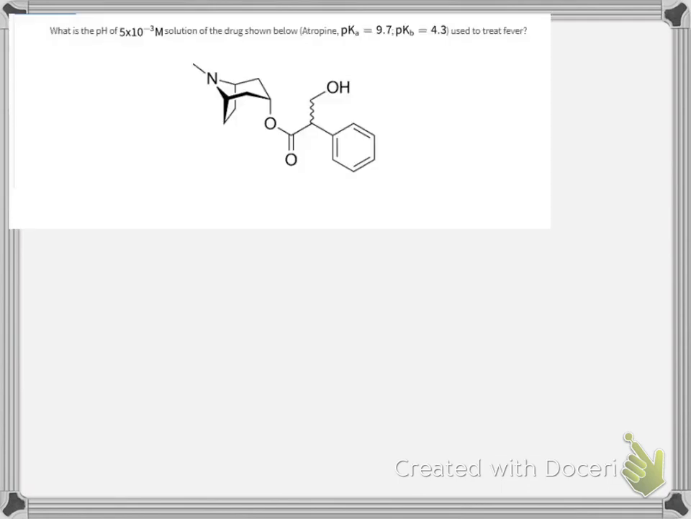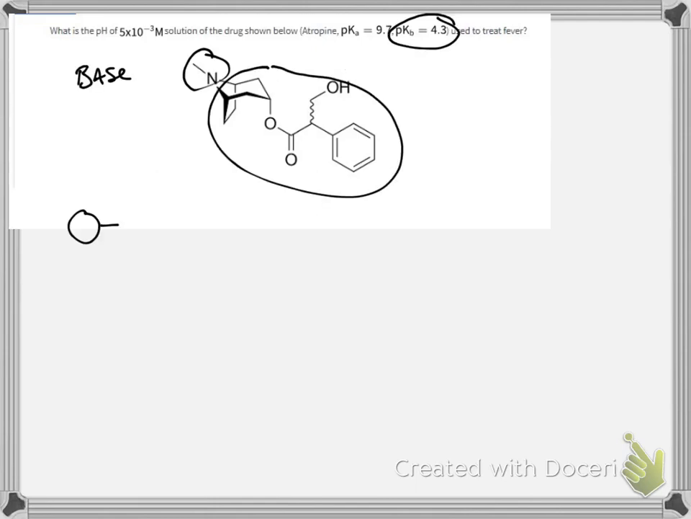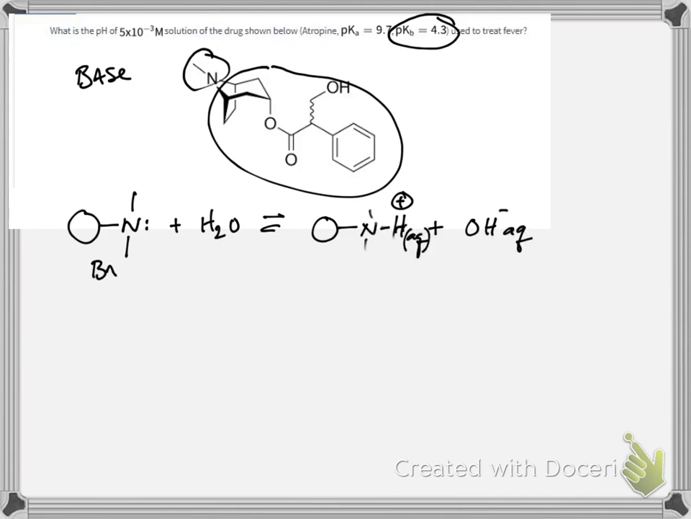So here's the problem. I think this is morphine, maybe, and we're given a pH. So we recognize that this is Kb, and we want to know what is the pH of the concentration. What we do is, the equilibrium that this would undergo is Kb. Why? Because it's a neutral nitrogen in water. It's going to produce its conjugate acid, positively charged nitrogen with 4 bonds, and hydroxide ion.